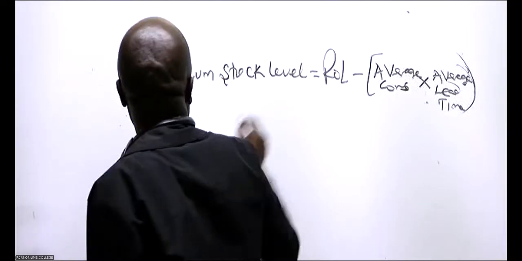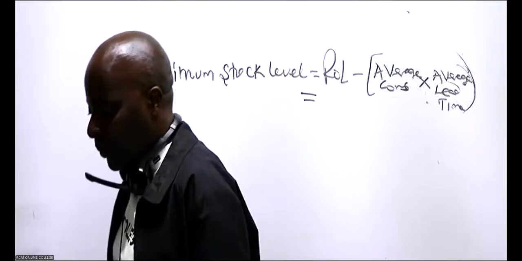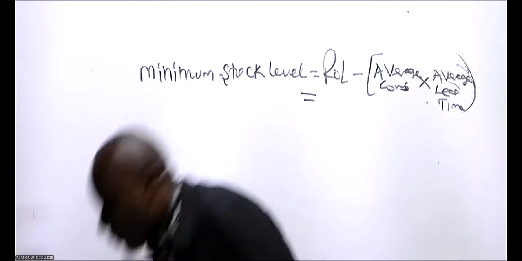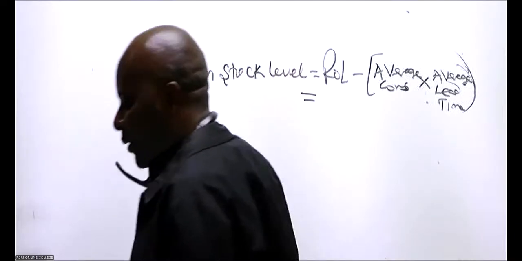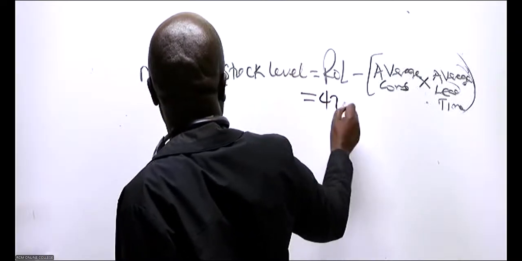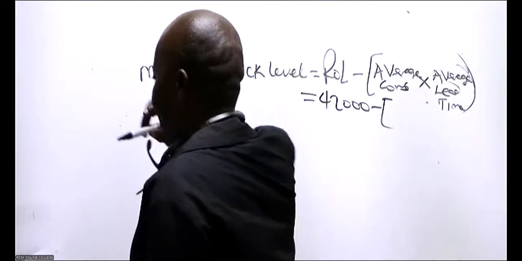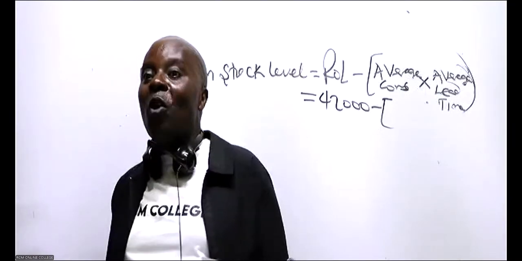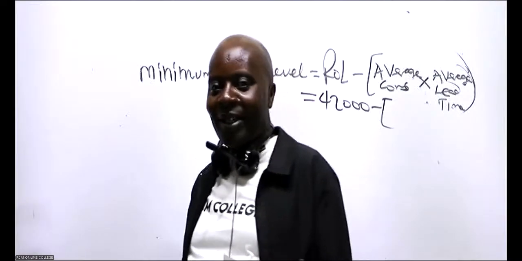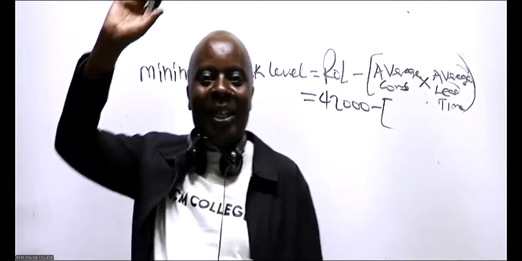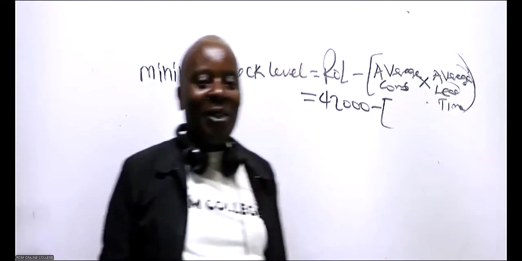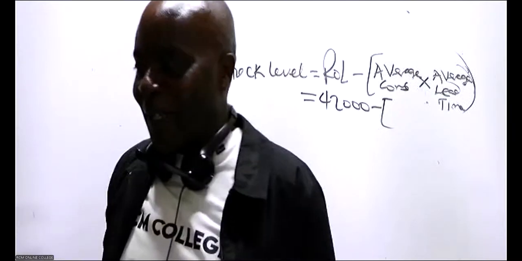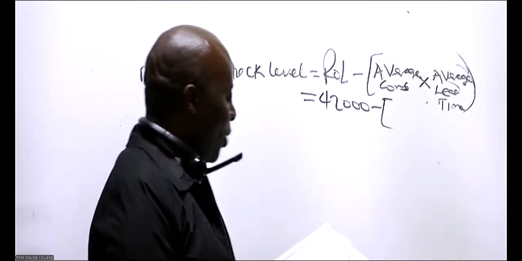So in this case, do we have our reorder level? What is the reorder level? Minus, in this case, average consumption, which is the same as normal consumption. Are you able to follow? So normal consumption is the average, isn't it?